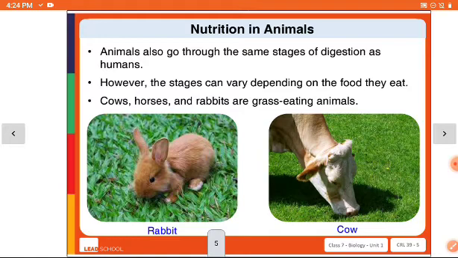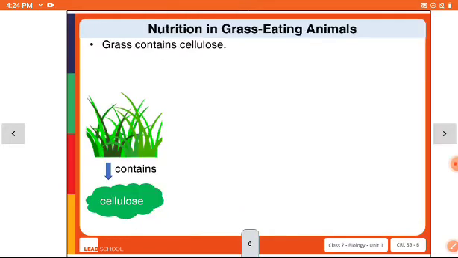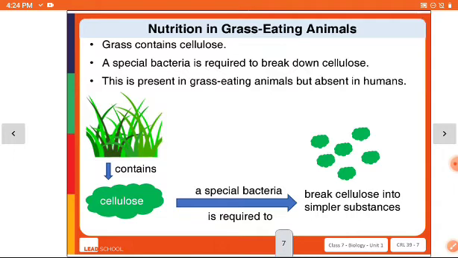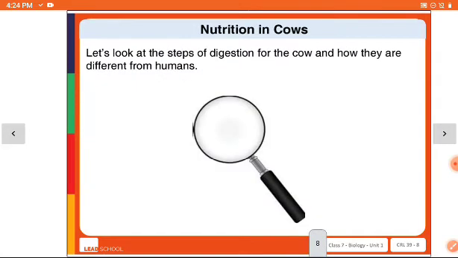Cow, horse and rabbit are grass eating animals. So, nutrition in grass eating animals. Grass contains cellulose. To digest cellulose, a special bacteria is needed, which breaks cellulose into simpler substances. Now, nutrition in cow: how digestion in the cow is different from humans.